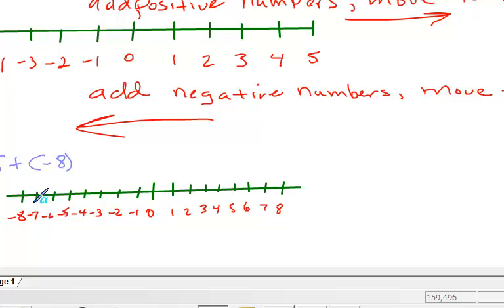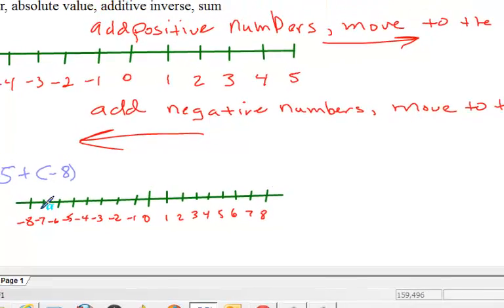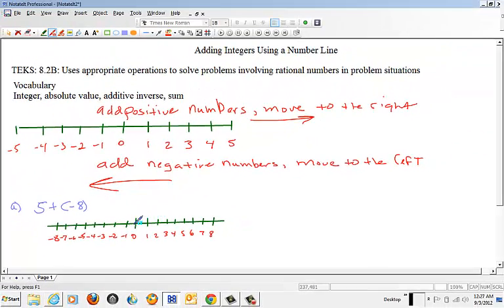In order to make this process work, remember what we were doing when we were modeling it. We said we would start at 0. Our first number is 5, a positive 5, so we will go 5 places to the right: 1, 2, 3, 4, 5. This is where we are with 5. Now it says we're going to add a negative 8 to that. We went this way for 5. We need to go back to the left for 8.